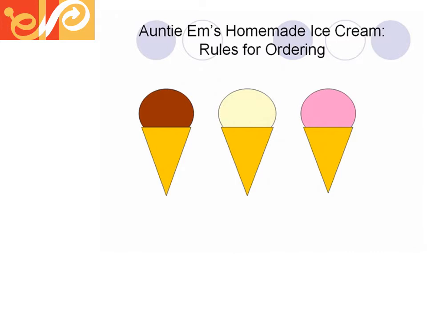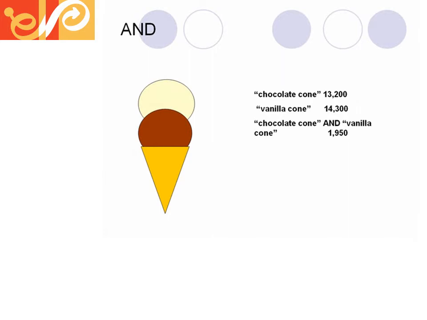Okay, so we walk into Auntie M's, see three flavors: vanilla, chocolate, and strawberry. Auntie M has one rule in her shop. If you order a double or triple dip cone, you must choose different flavors. You can't choose 2 scoops of vanilla or 3 scoops of chocolate. So, using the Boolean AND concept, let's see what we can do.